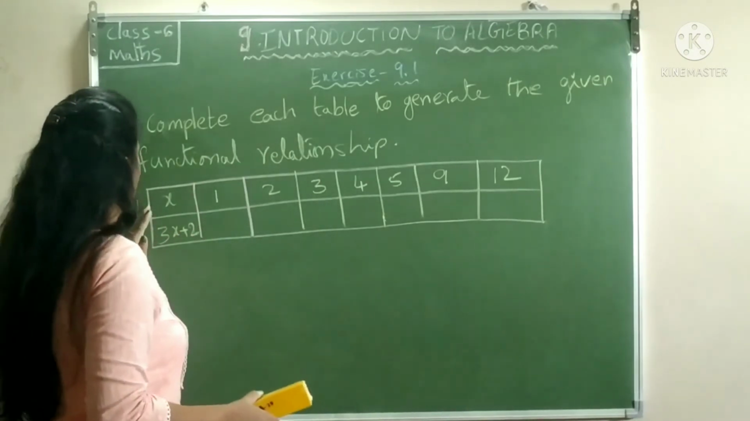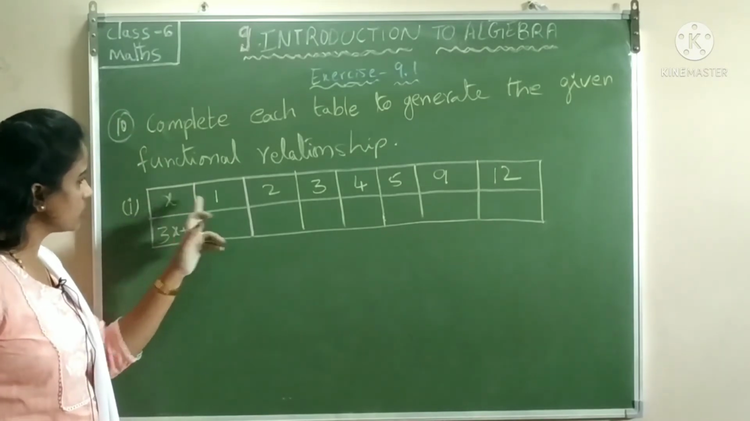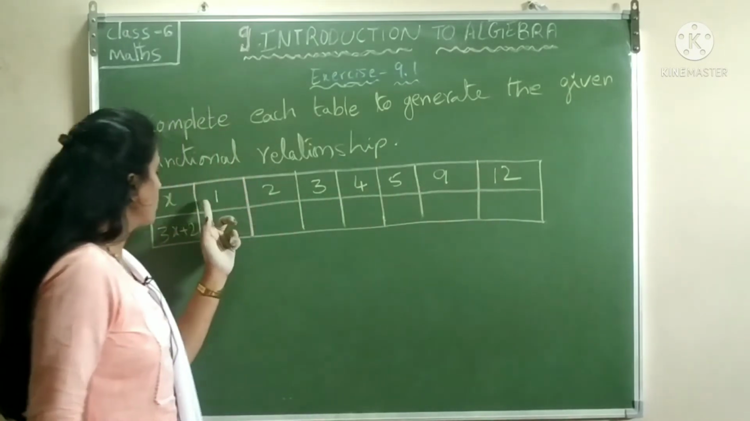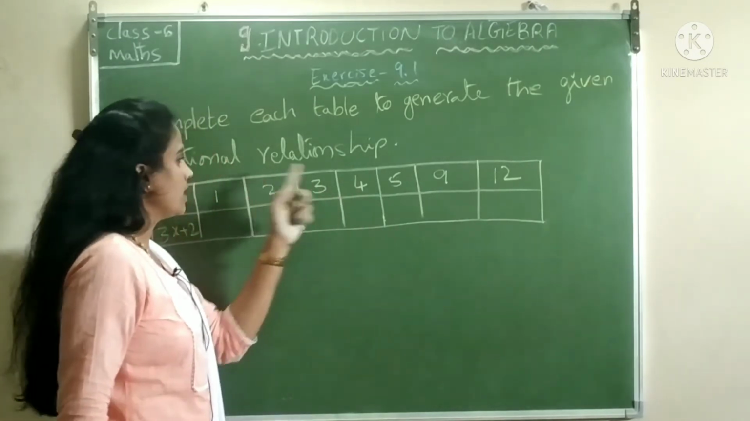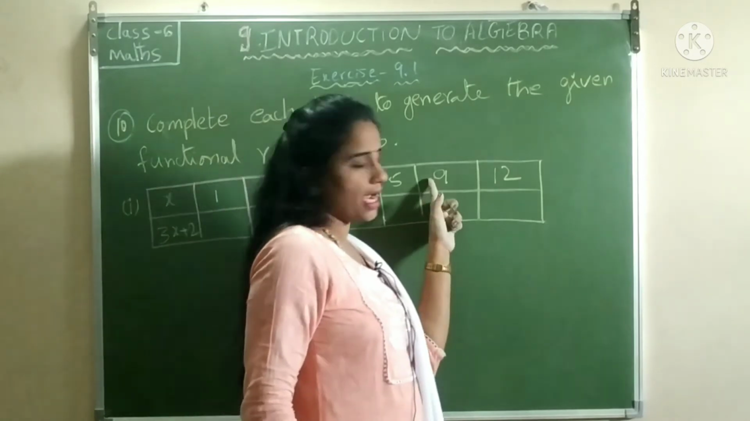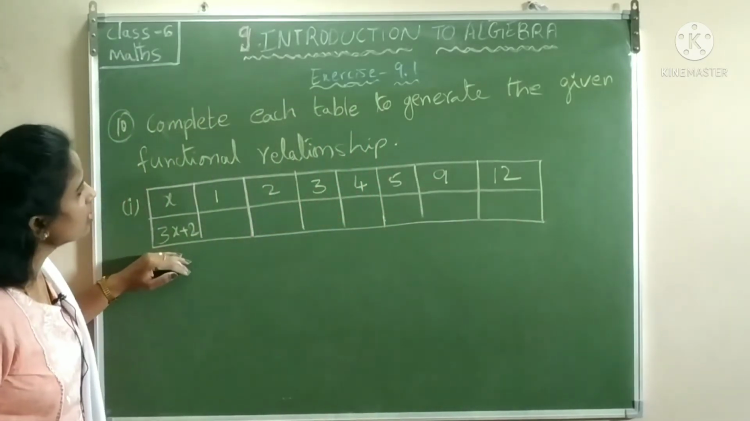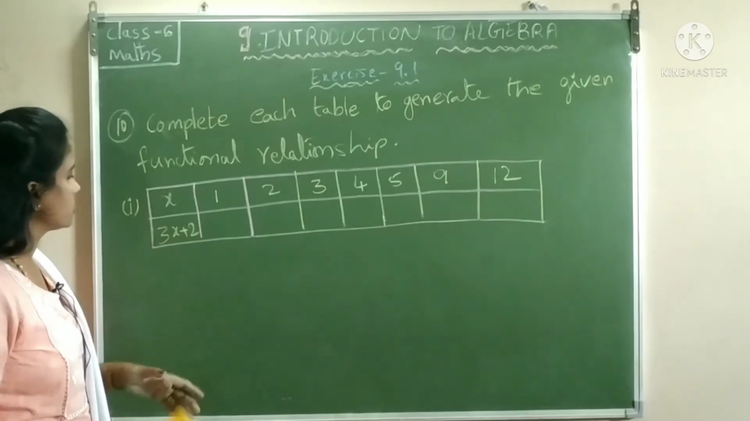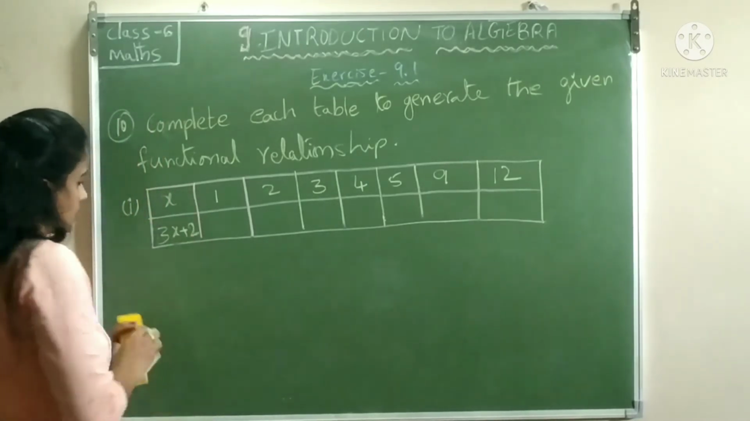Okay, see, here these are all x values: x is equal to 1, x is equal to 2, x is equal to 3, x is equal to 4, x is equal to 5, x is equal to 9, x is equal to 12. The given function is 3x plus 2. Substitute the value of x in this equation.